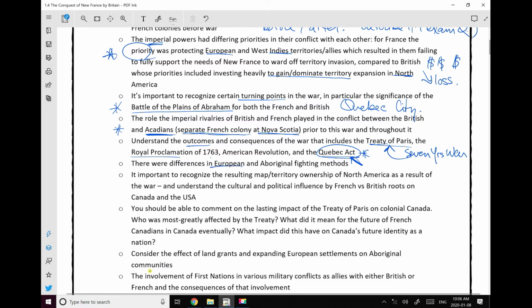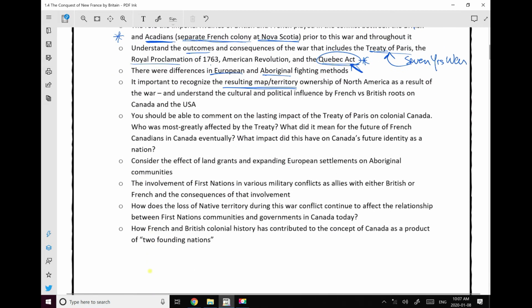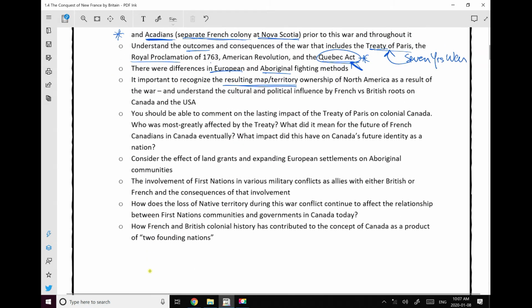The European method of fighting was different than the Aboriginal method, and so the groups that they were both allied with contributed to who won and who lost that war. You'd have to be able to look at the resulting map or territory of North America and who owned what territory. You should be able to make a comment about the results of that and how it has affected French Canadians still today, or what impact it's had on Canada's national identity, that we're a bilingual, multi-cultural Canada.